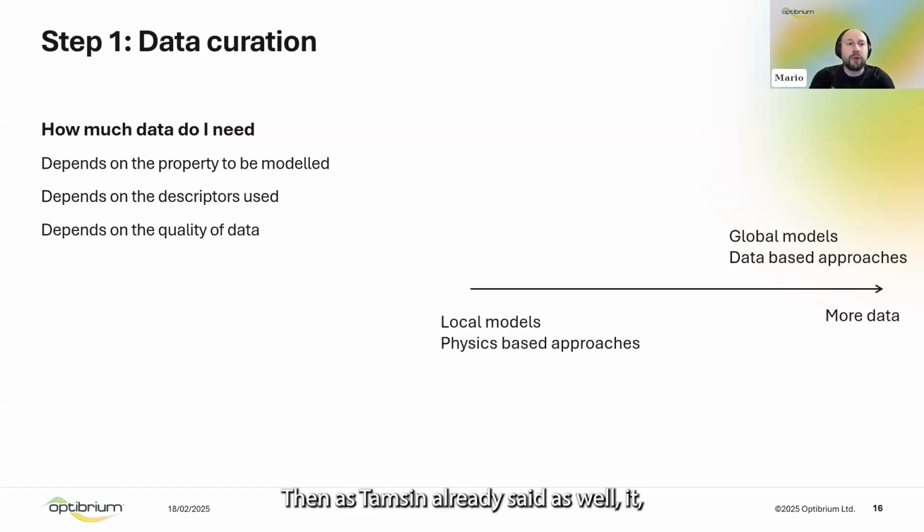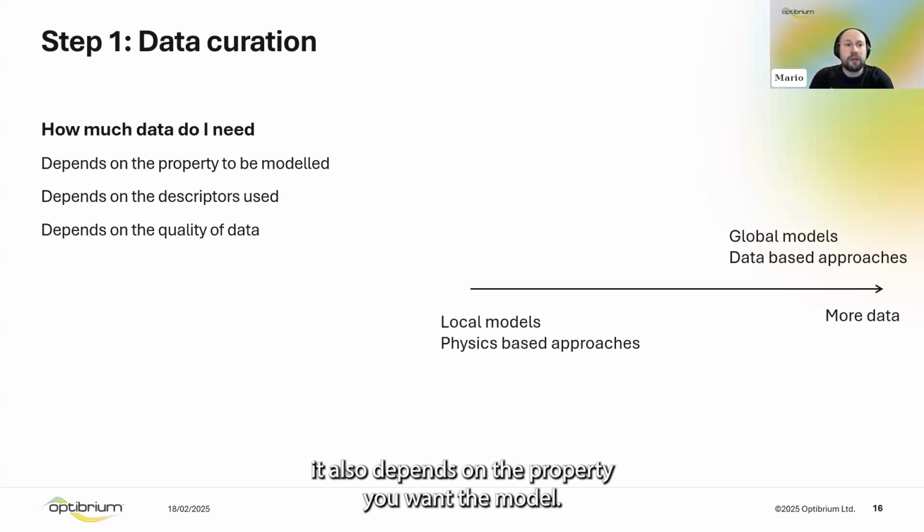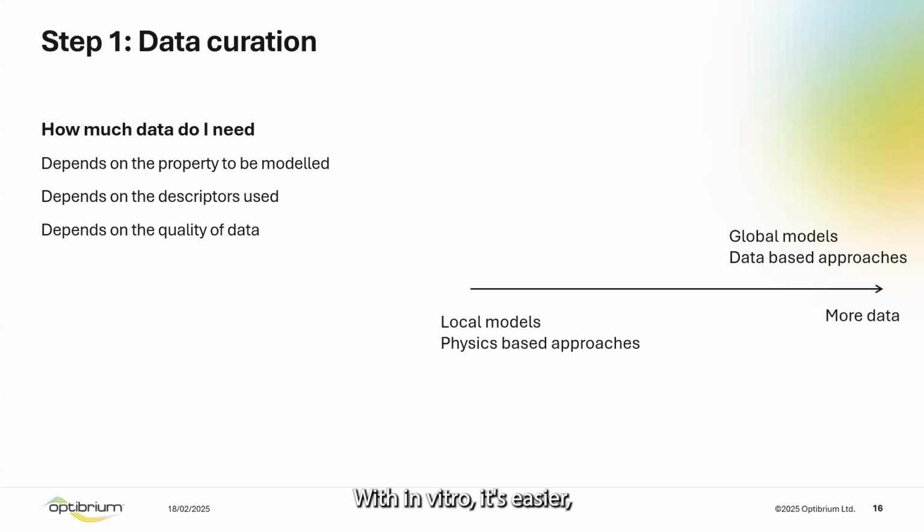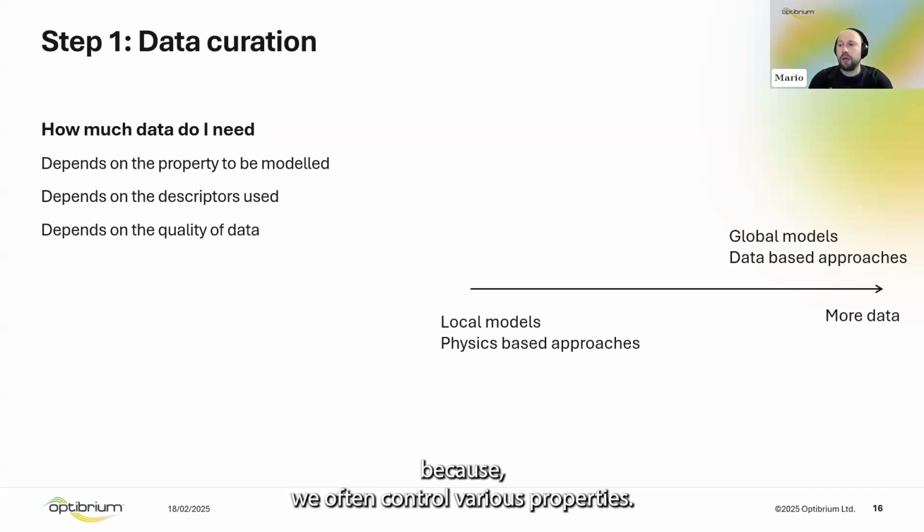Then, as Tamsin already said as well, it also depends on the property you want to model. So if it's going to be an in vivo property, then I am generally not sure if we can model it or not, because as Tamsin said, these processes are very complicated and depend on many different factors. With in vitro, it's easier because we often control various properties. They're fixed for our experiments. So there is less variability in the data.